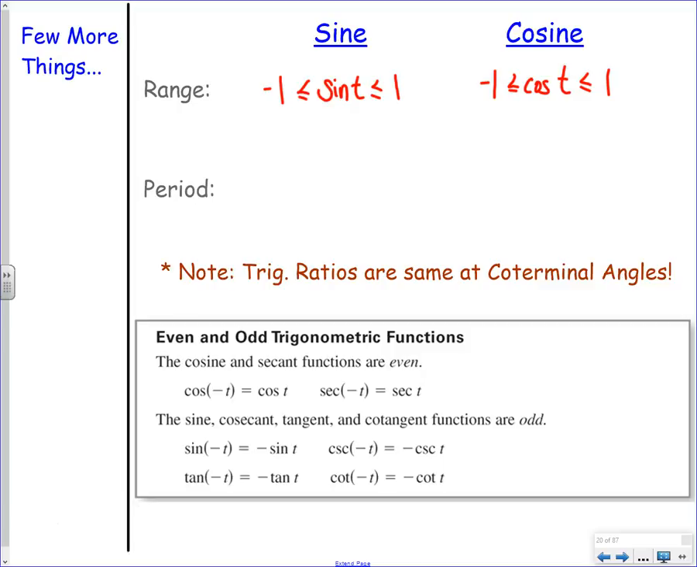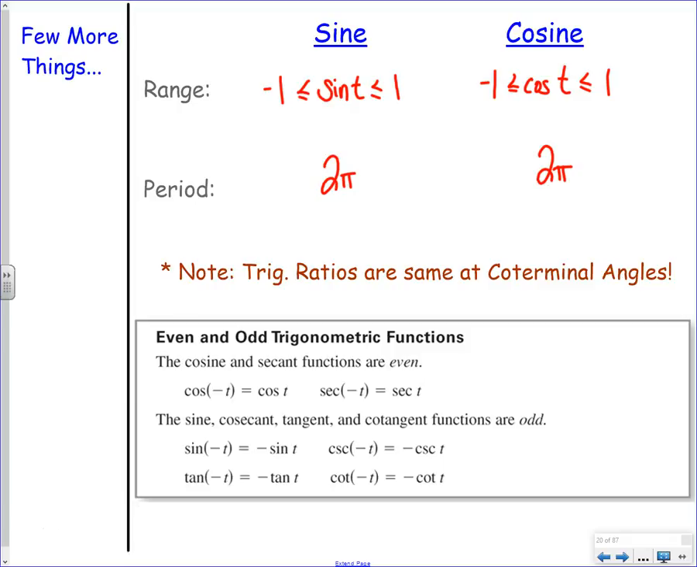Also, the entire cycle of sine and cosine will repeat every 2 pi. That doesn't mean that there aren't some sine values that are present more than once in that 2 pi. Sine can equal 1/2 in 2 different places. Cosine can equal negative root 3 over 2 in 2 different places, 2 different quadrants. But the entire cycle will repeat every 2 pi.